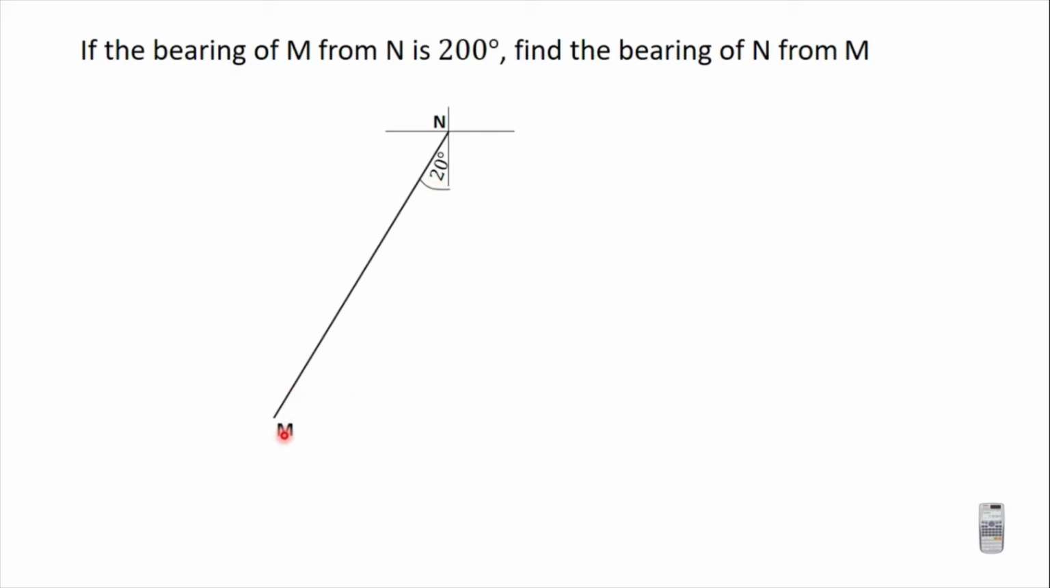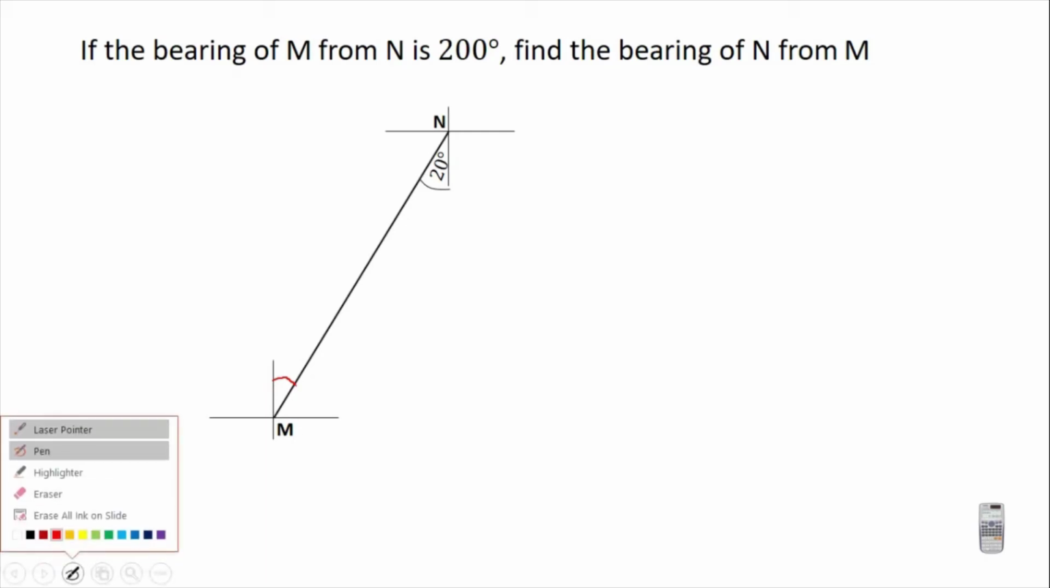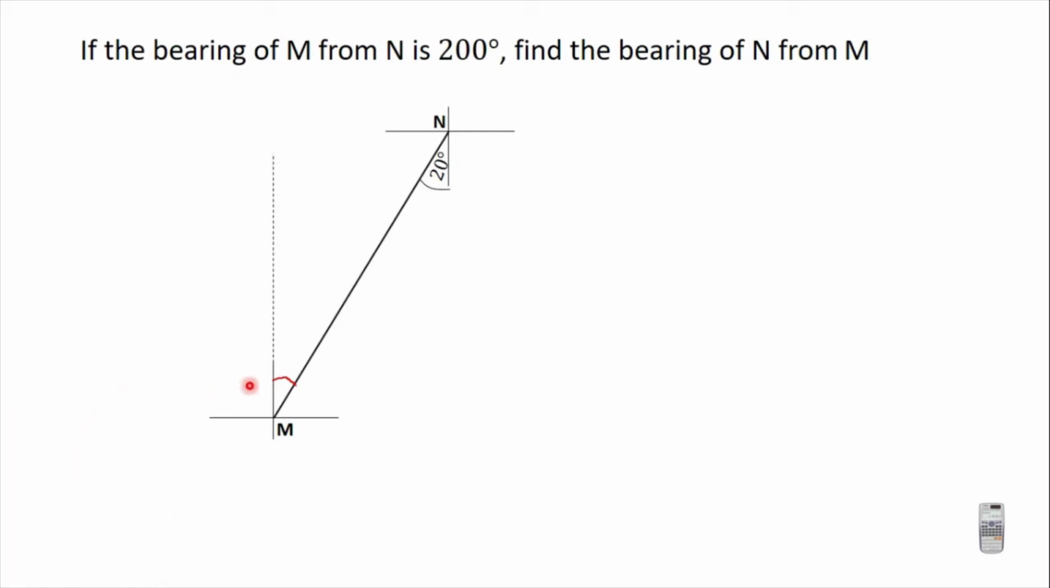Okay, so in order to find the back bearing, you draw another diagram, you draw another line here, a horizontal and a vertical line here. So the back bearing, that's the bearing of N from M, will be this angle that is created here. So what you have to do is to find the angle that will be created here. We know that if we extend this line here and we extend this line here, these two lines are parallel lines. So line MN will be a transversal.